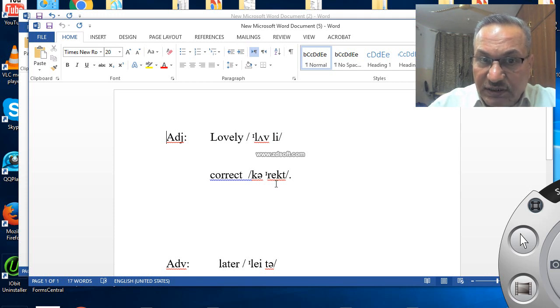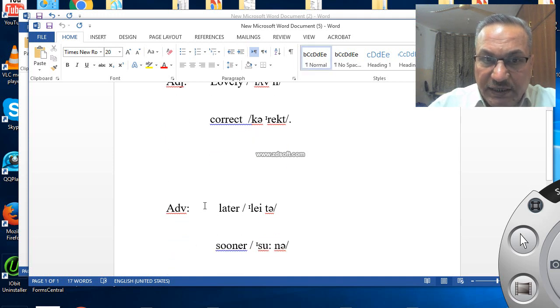Why? Because it contains the vowel with a coda. Also, adverbs here. Adverbs, for example, later. Later. Here, there's an adverb. So, because the second syllable is weak, it contains a schwa, the first syllable is stressed. And sooner, also an adverb. The second syllable also contains schwa, so it is weak. The first syllable is stressed.